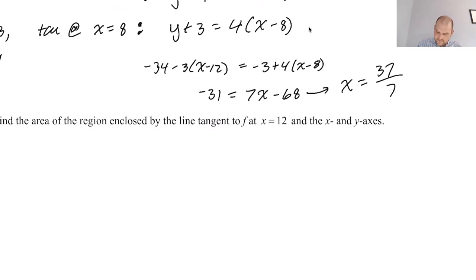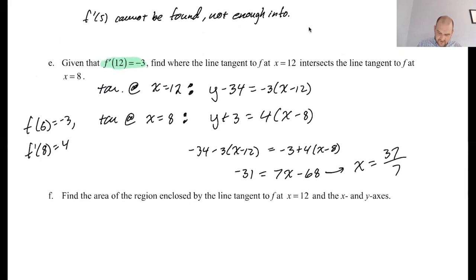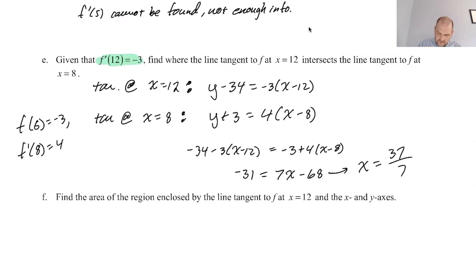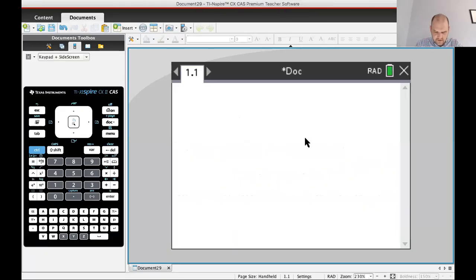37 over 7? And then I'm supposed to find the y coordinate. This is terrible. You know what I'm gonna do? I'm gonna check it on the calculator, and really that's me saying that I'm gonna use the calculator to find the y value. But you know, it's all good.